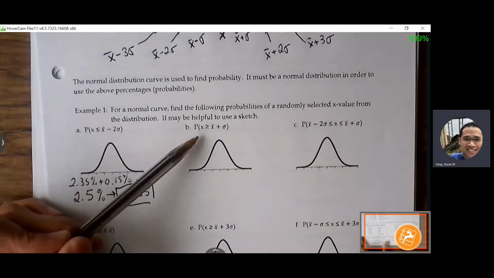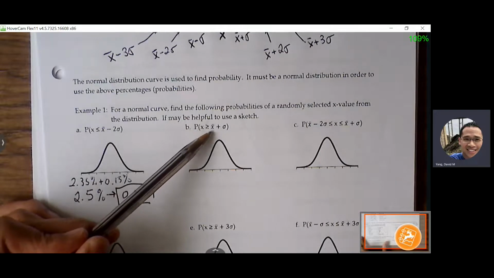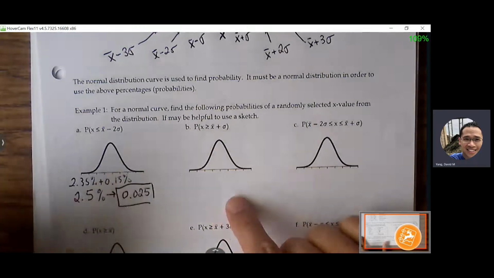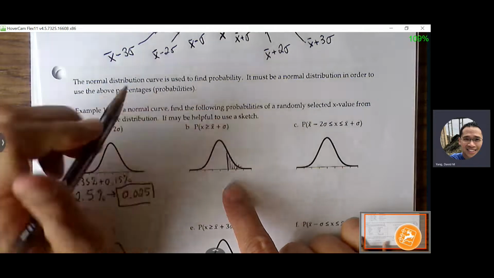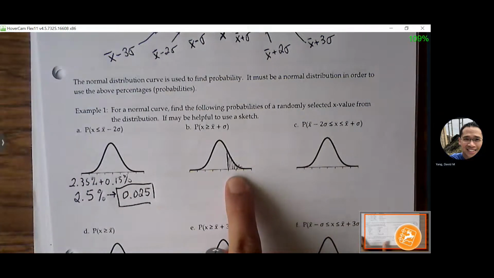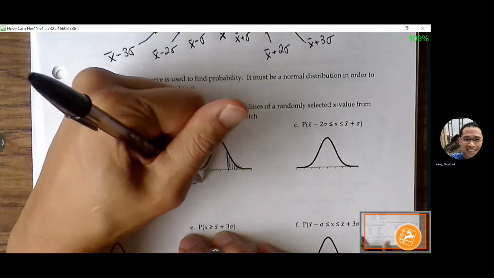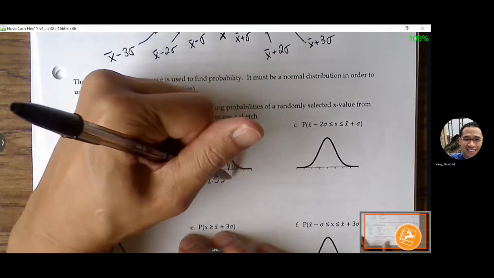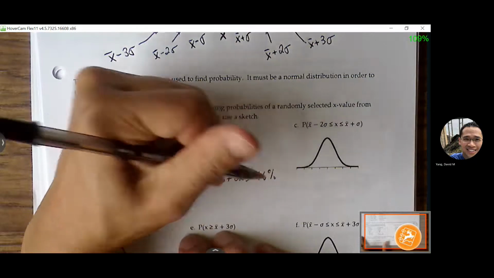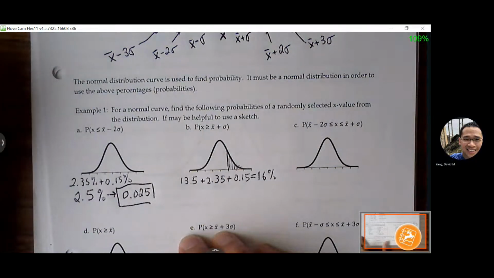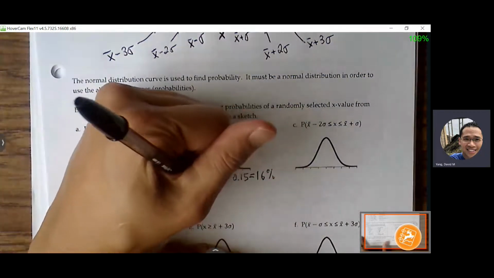Okay, so here I want to find the probability of a student scoring to the right of x bar plus 1 standard deviation. So 1 standard deviation is going to be here. So I want to add up all the percentages to the right of that line. Let's just go ahead and find both. Let's find the percentage and let's also find the decimal representation.